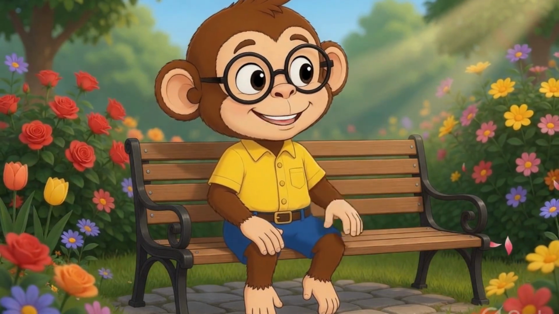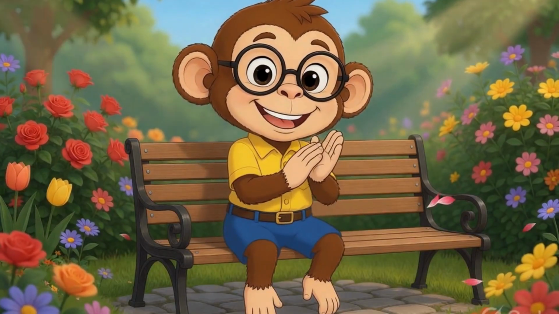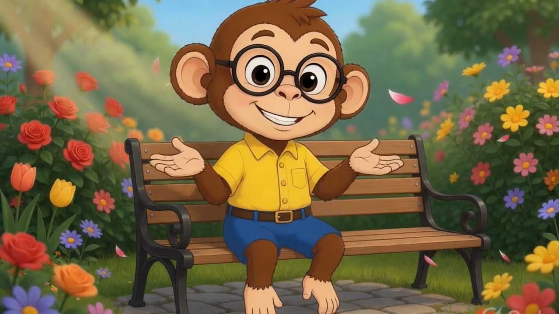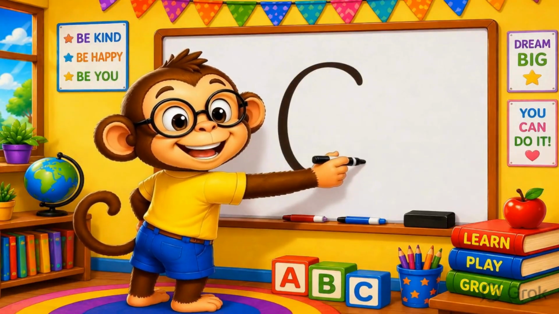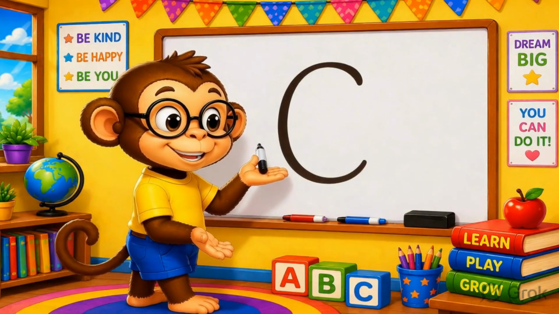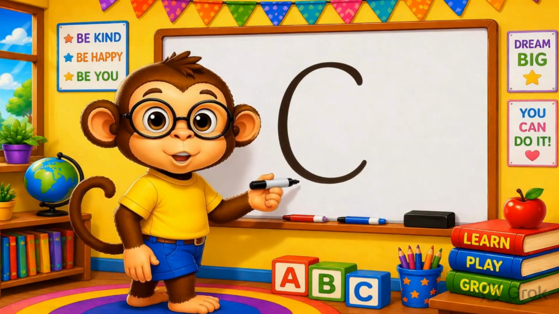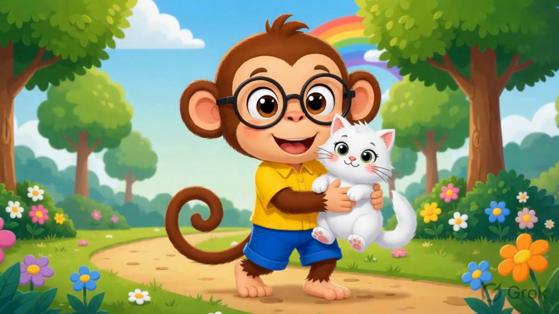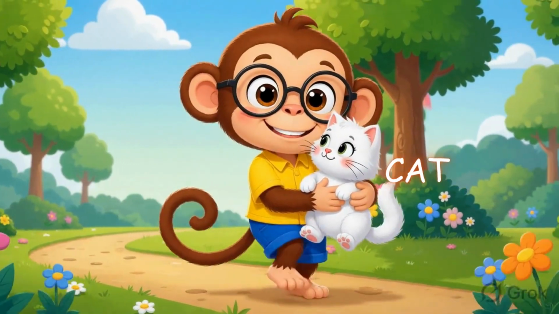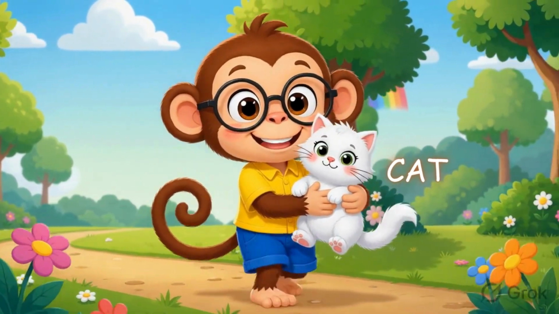Today we will learn about some words formed by the third letter in the English language, C. So let's begin. See, this is the letter C. This is the third letter in the English language. The first word we will learn about is cat, formed by the letter C. C is for cat.